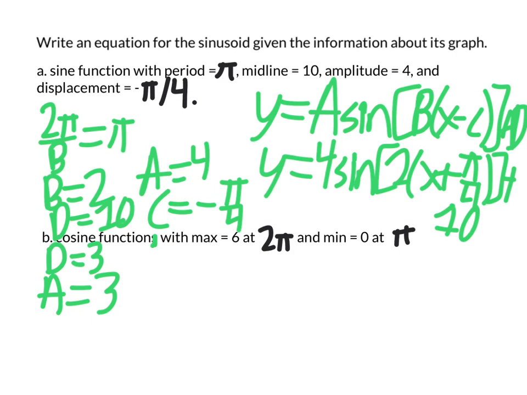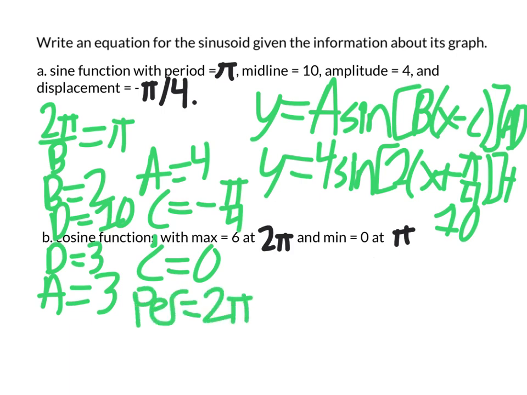Now for the period, we know that the graph has a maximum at 2 pi and a minimum at pi. Therefore, it would also have to have a max at 0 if it was going to be a cosine function. So if the max is at 0, that means there is no displacement. So c equals 0. And therefore, since it's going from 0 to pi to 2 pi in one cycle, that means that the period is equal to 2 pi. That means b is equal to 1.